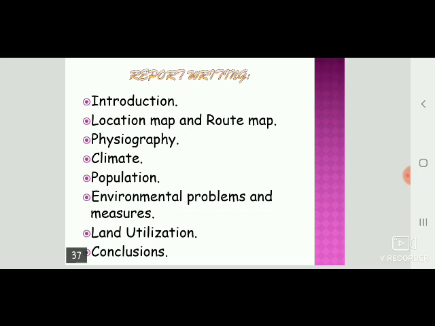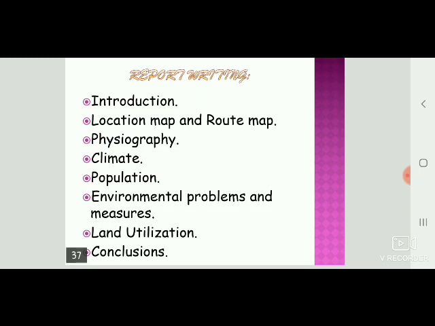You can write your report on the points such as give an introduction, that is to where you are going to visit, what is your purpose of visit, etc. Second, location map and route map that you are going to take. Third, the physiography of the region. Fourth, the climatic condition. The temperature, is it raining, is it sunny, or is it having a pleasant climate?